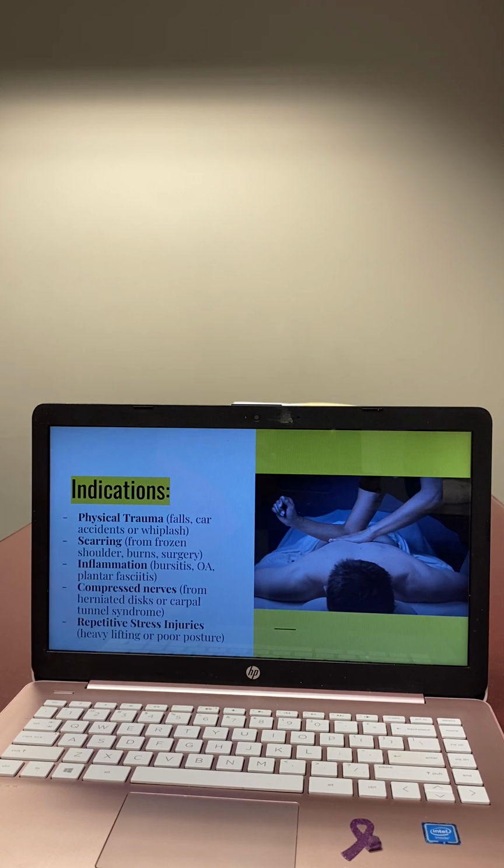I feel all of these are definitely indications of MFR, but with repetitive stress injuries, like heavy lifting or poor posture, 9 times out of 10 I feel like poor posture has caused a lot of trigger points in a lot of people's bodies versus maybe some of the other things. These are all still very important, but pretty much everybody I know has bad posture, and those muscles get tight from constantly having bad posture, and it causes these trigger points. A lot of people think it's something they did to themselves, but really it's just trigger points building up in their body from having terrible posture. So I just wanted to point that out.